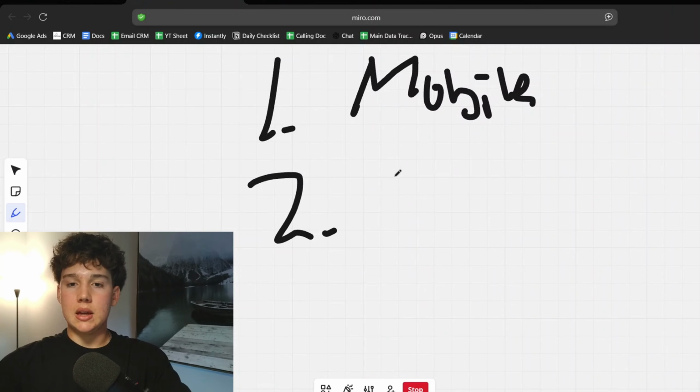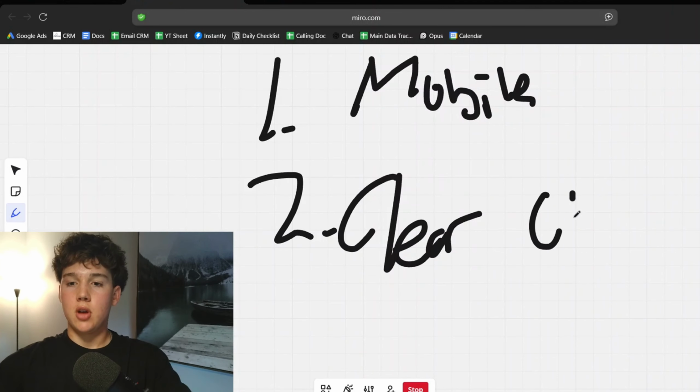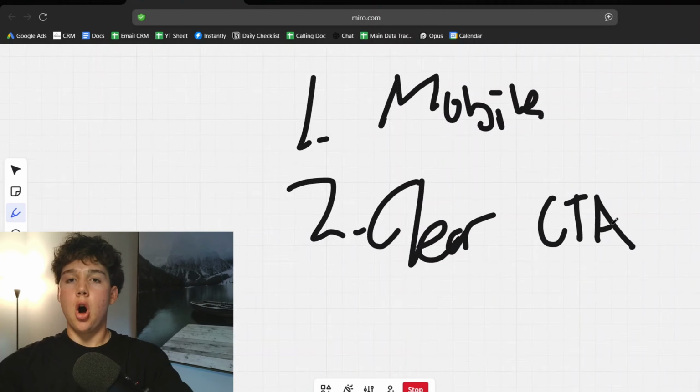The second thing is a clear call to action. You want them to have one specific action to take on the entire landing page.